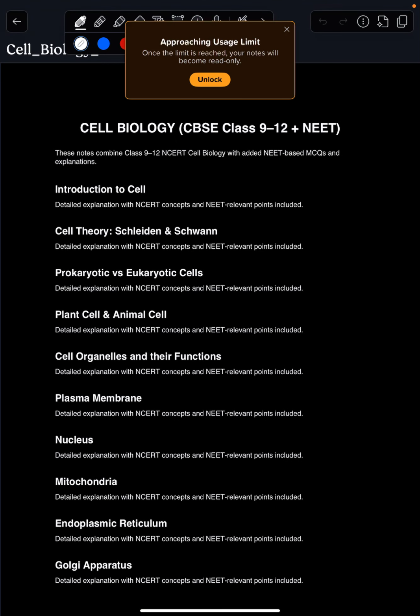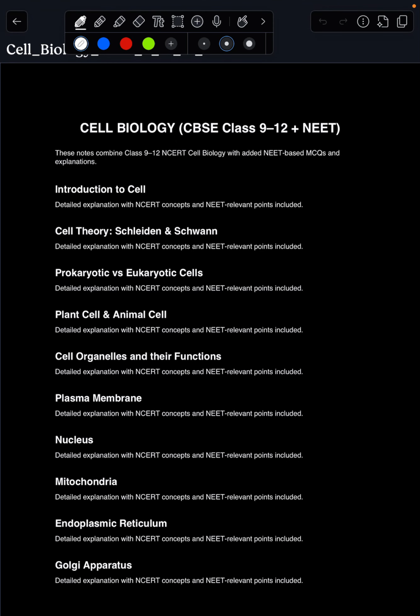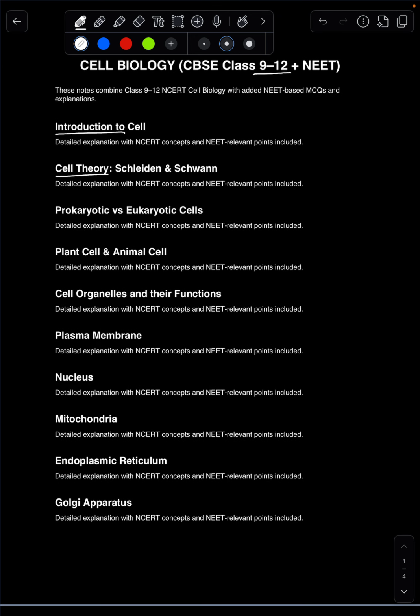For today's class, we will be covering the topic cell biology, which we will cover of 9 to 12th classes, and it will be useful for all the competitive exams like NEET, PMT, or CSIR NET. In cell biology, we will first cover the introduction part of it, where cell theory will be discussed and what discoveries scientists made when they first discovered cells.